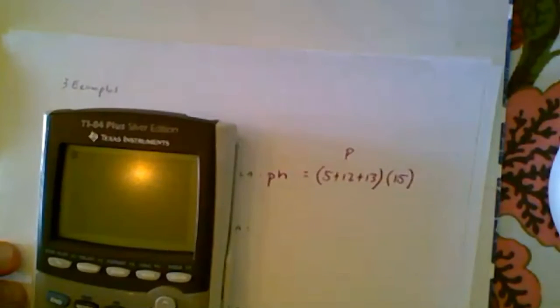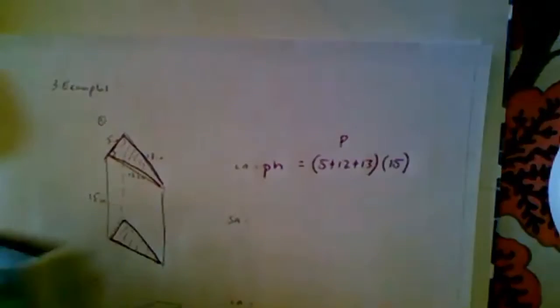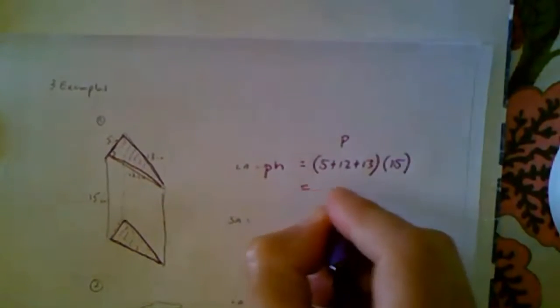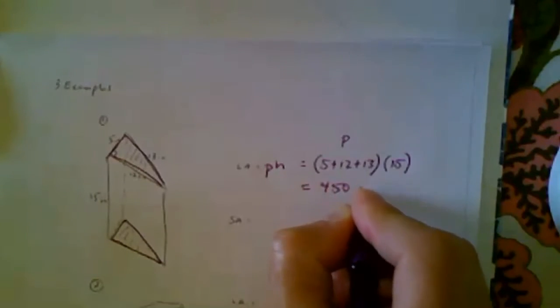From there, just go to the calculator and plug all that in. So let's see. 5 plus 12 plus 13 times 15. And so that's 450. That's square inches. So that's finding the lateral area. Then it asked me to find the surface area.